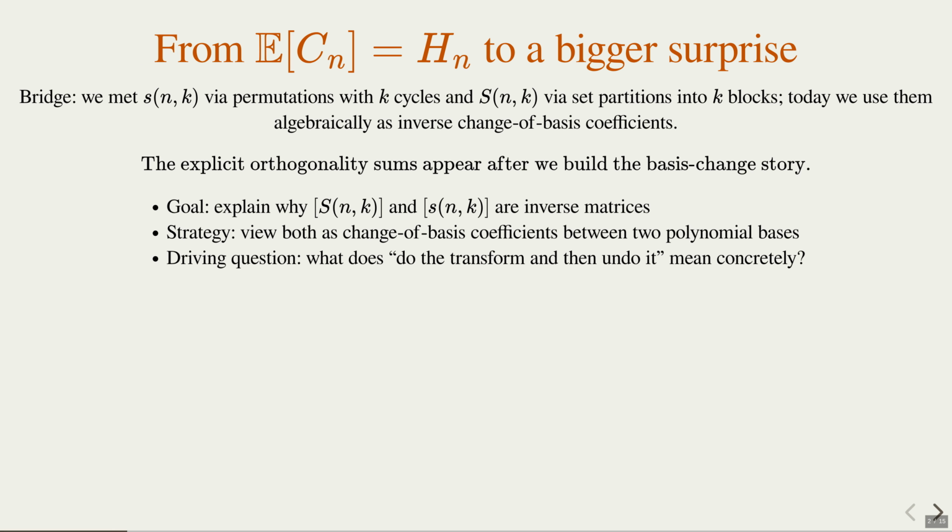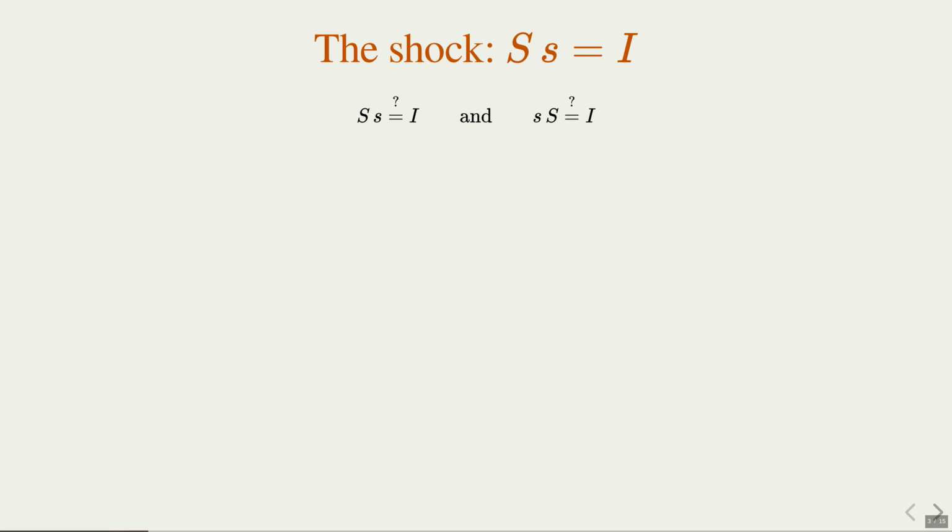So the big question is, why should the partition numbers from the second kind and the cycle numbers from the first kind fit together perfectly as inverses? That feels like two different worlds. I want to see the mechanism. If I hand you two infinite triangles of integers, it is already amazing when one is the inverse of the other. Here it happens for a deep reason.